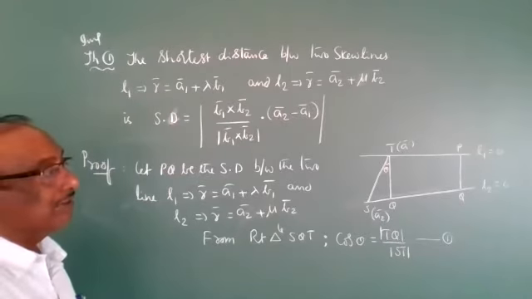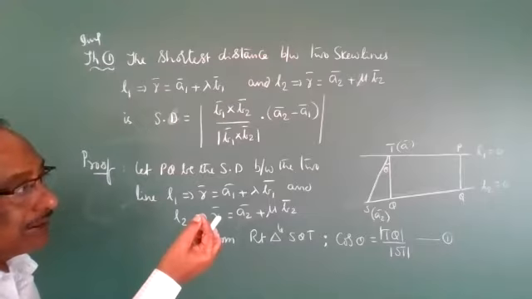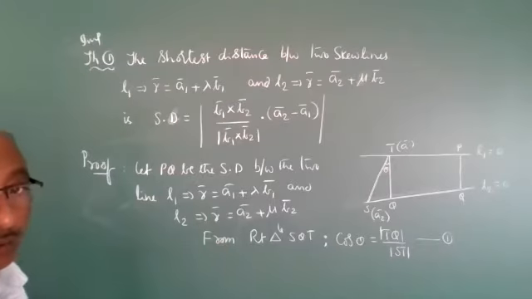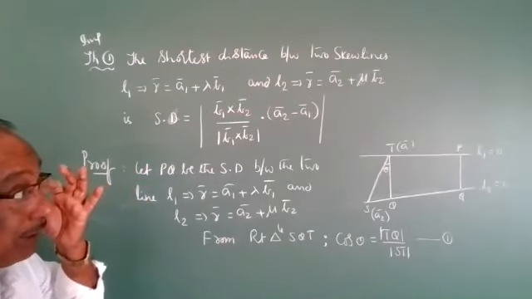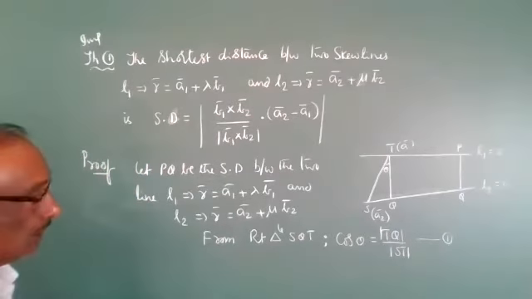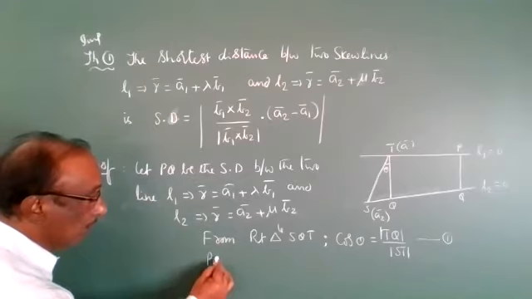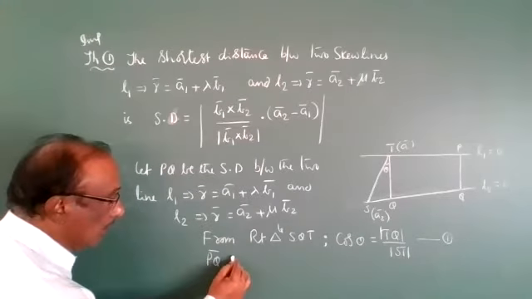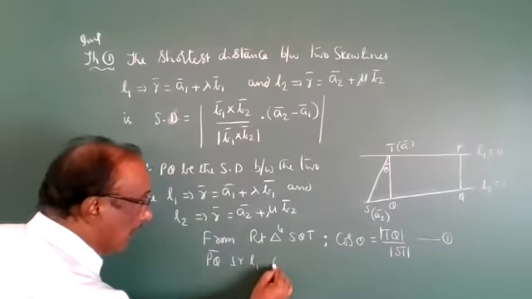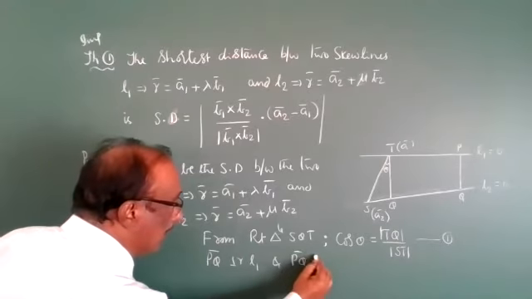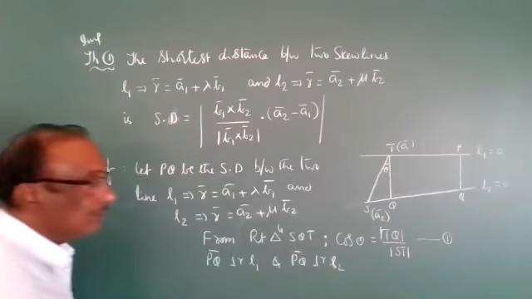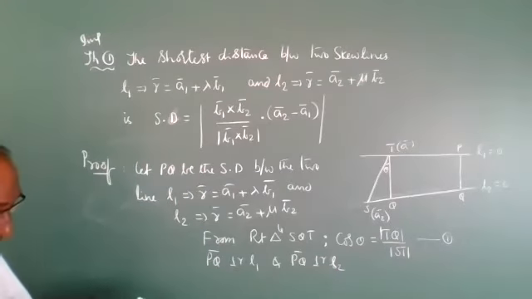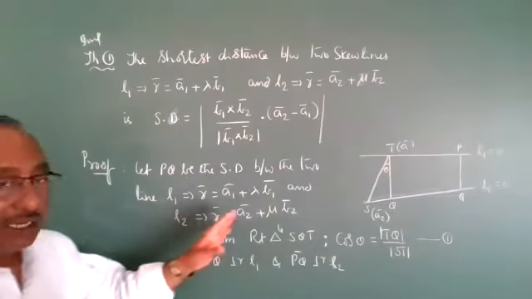Next point is, everyone see, P is the point perpendicular to L2, and PQ is perpendicular to L1 and L2 also. You should write down PQ is perpendicular to L1, and PQ is also perpendicular to L2. Right. Next, everyone see, the next concept is... up to this point is clear, everyone.